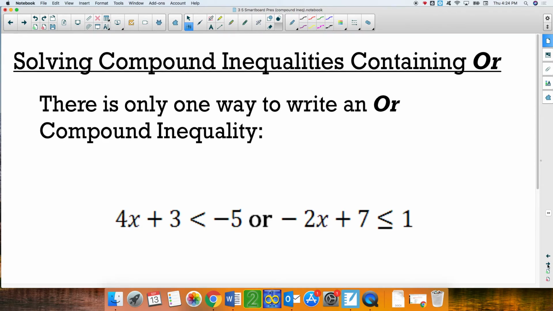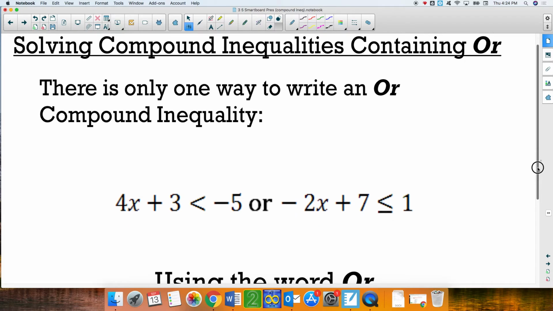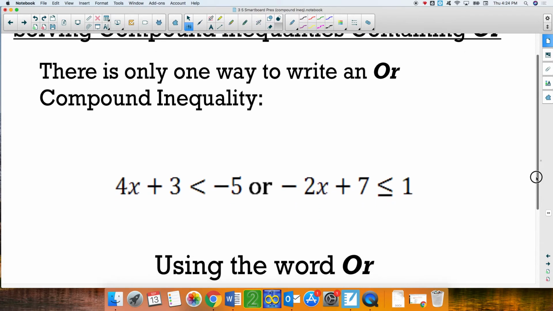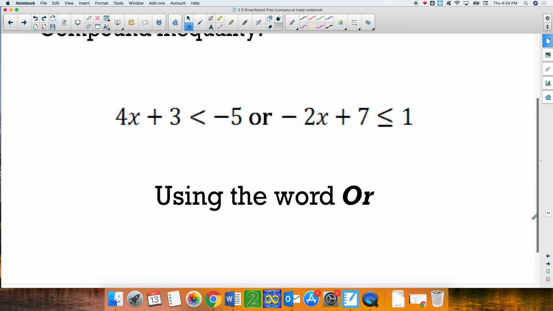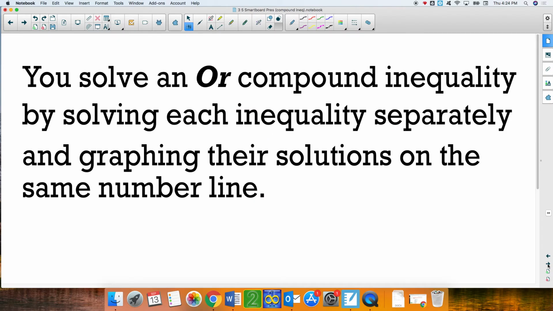Now we're going to look at an or compound inequality. And there's only one way to write an or compound inequality, and it's actually using the word. So you're going to literally see the word or, and the nice part about this is they're already separated into two. You will solve and then graph.